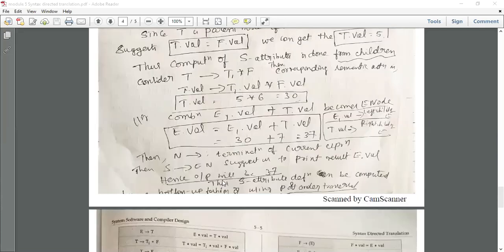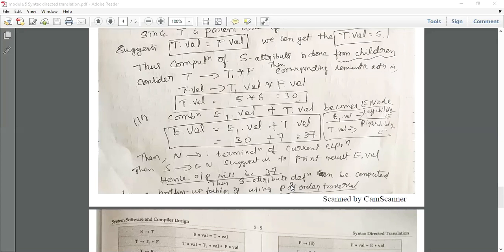N will be the termination of the current expression. S tends to N means print the resulting E dot value. Hence the output is 37. Thus an S attribute definition can be computed in bottom up fashion or using post order traversal. According to our S attribute definition, it can be computed bottom up or using post order traversal. Therefore the answer will be 37.